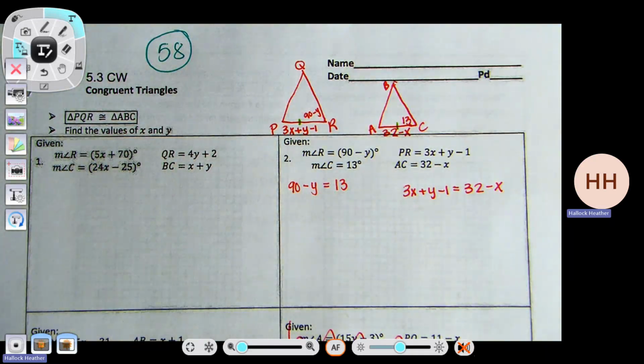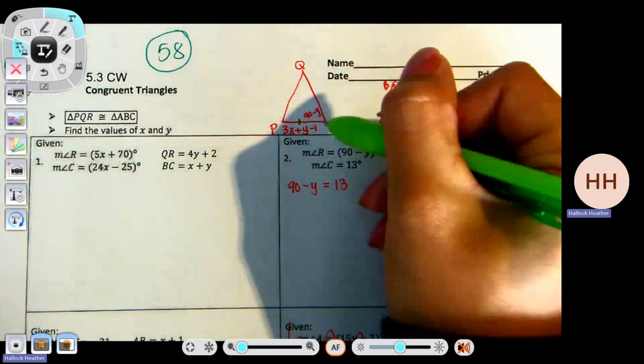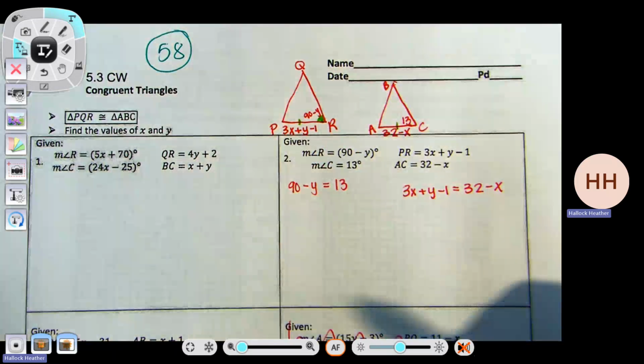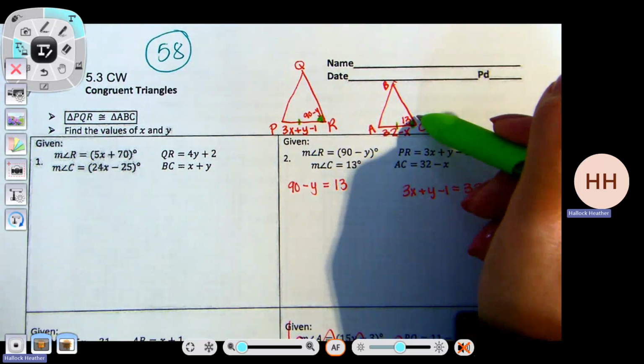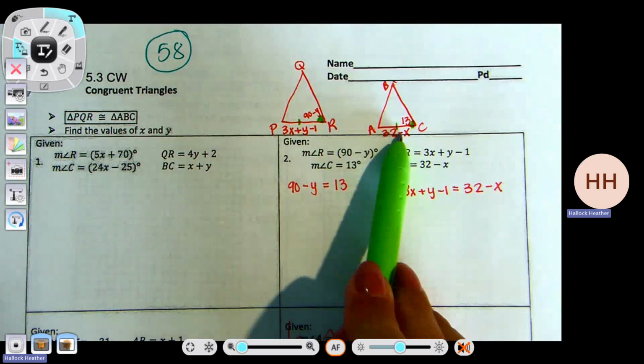Okay, but this is technically an angle. Use common sense also. An angle cannot equal a side. An angle has to equal an angle. They're both in the bottom right corner. They're equal. These are both the bases. They're equal. They're both a length.